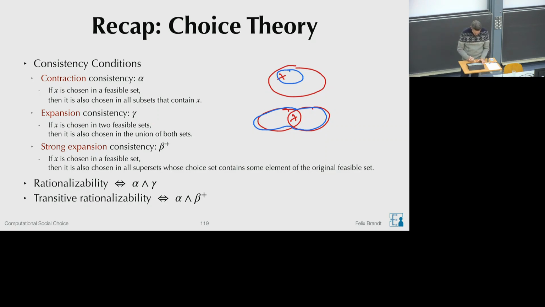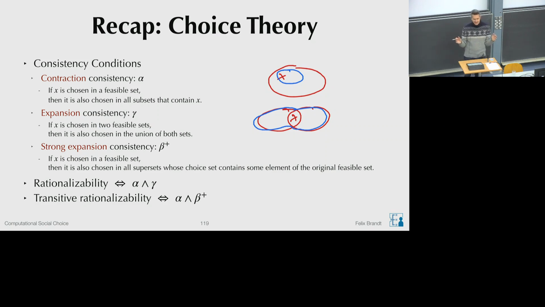And then we had beta plus, which is the condition that we are mostly using in today's lecture, and it's also the one that takes the longest definition. Maybe most of you remember it as something obscure that has something to do with expansion, so it's stronger than gamma. It's basically the strongest expansion consistency condition you could think of. These conditions are called contraction and expansion for a reason. Contraction consistency means if X is chosen in some feasible set, it's also chosen in a smaller feasible set. For alpha, that's why it's the strongest contraction consistency condition, there is basically no extra condition except that X has to be contained in the feasible set, otherwise it cannot be chosen. So that's clearly the strongest contraction condition you could think of.